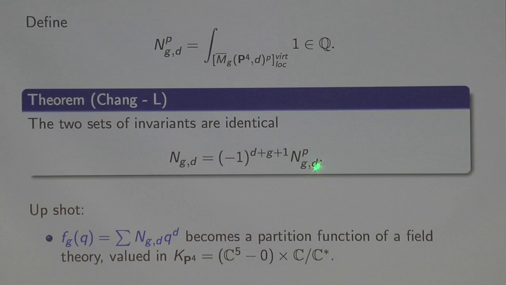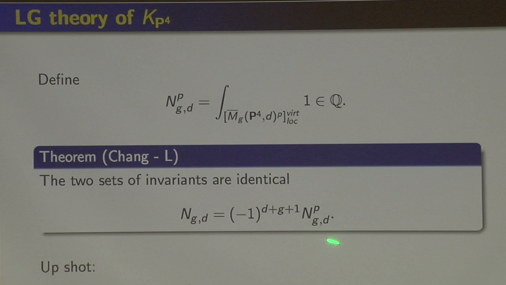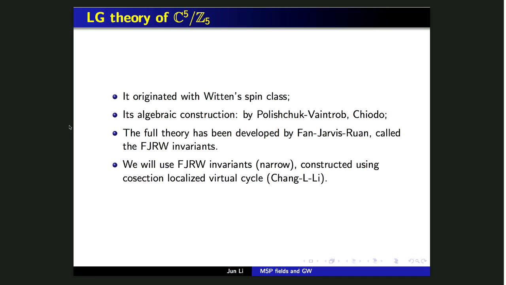So that seems really interesting to me. Stable maps to the quintic is a very nonlinear object, right? It's not like P4, which is almost linear, but the quintic is nonlinear. You look at maps into a curved variety. But here, if you look at the moduli of stable maps with P-fields, these are maps into P4 plus another field. Maps to P4 are just 5 sections, so I'm just dealing with 6 sections. So this is a completely linearized theory. This is the GLSM theory for P4. And the LG theory for C5 quotient by Z5 is similar.